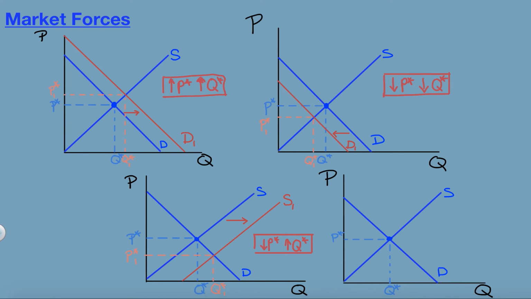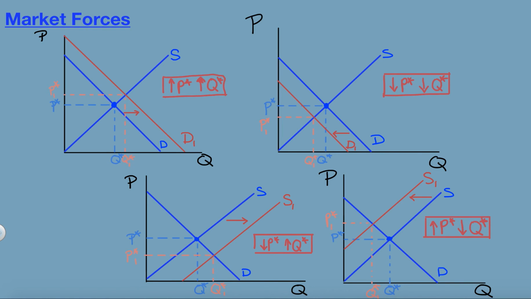All right, last individual shift. Let's see what happens when there is a decrease in supply. When there's a decrease in supply, the supply curve shifts to the left, causing the equilibrium price to rise and the equilibrium quantity to fall. So for our solution to this last one, we'll say that there is, let's keep them in the same order, an increase in the equilibrium price, and there is a reduction in the equilibrium quantity.